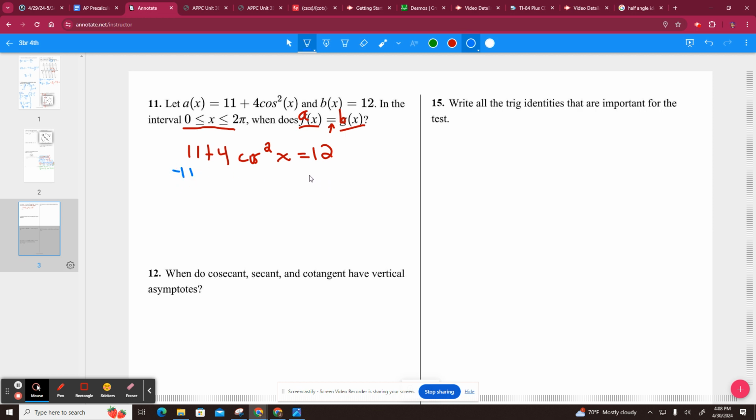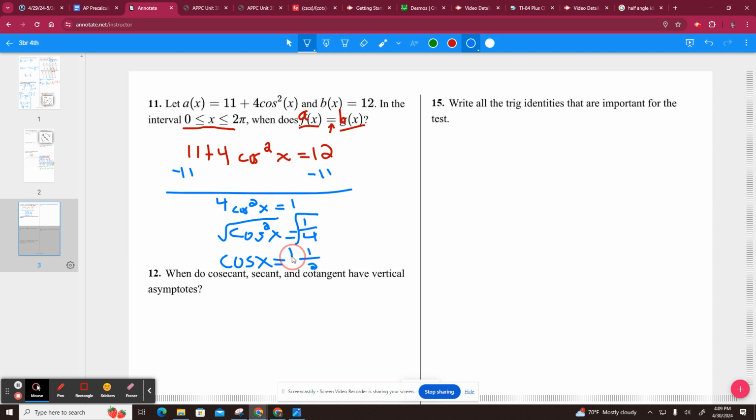So minus 11 for cosine squared x equals 1. If I divide by 4 on both sides, I'll end up with cosine squared x equals 1 over 4. And then taking the square root on both sides, I end up with cosine x equals square root of 1 is 1 and square root of 4 is 2.